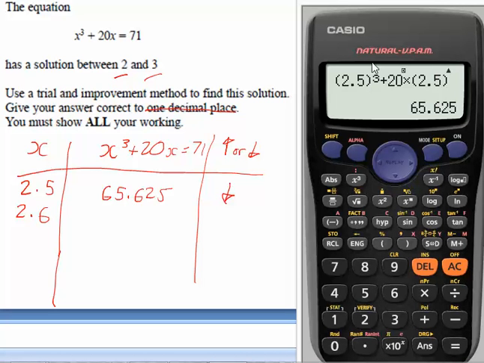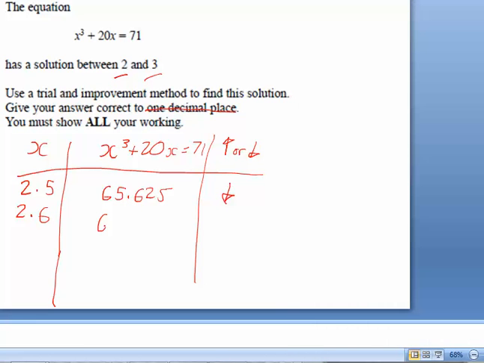For 2.6, I can just scroll back and change the two values of x to 2.6. Press equals again. This time it gives me 69.576, which goes in my table here. Again, compare it to 71, so it's still too small. My next trial is 2.7. Notice I'm being sensible with my trials here, always working to one decimal place.